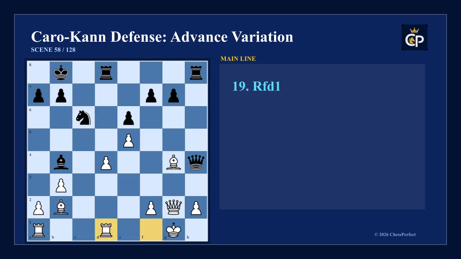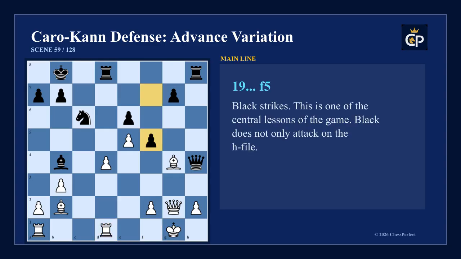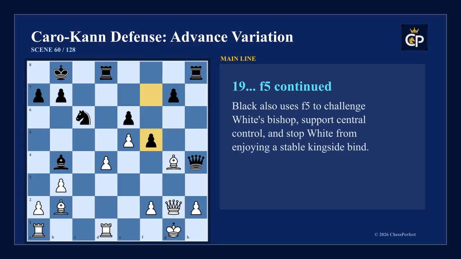Rook f1 to d1. f5. Black strikes. This is one of the central lessons of the game. Black does not only attack on the h-file. Black also uses f5 to challenge White's bishop, support central control, and stop White from enjoying a stable kingside bind.